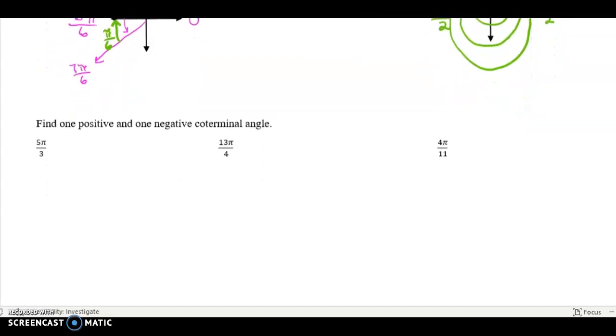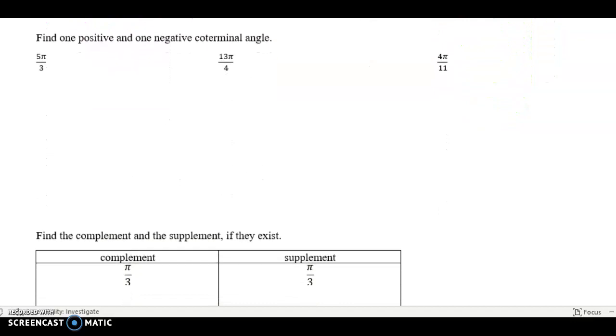All right, let's move on to one positive and one negative coterminal angle. So remember, to find a positive and a negative coterminal angle, we added and we subtracted 360. Well, in radians, 360 is 2 pi. So we're going to take each angle, we're going to add and subtract 2 pi from each angle. Okay, so let's add 2 pi. So 5 pi over 3 plus 2 pi over 1.